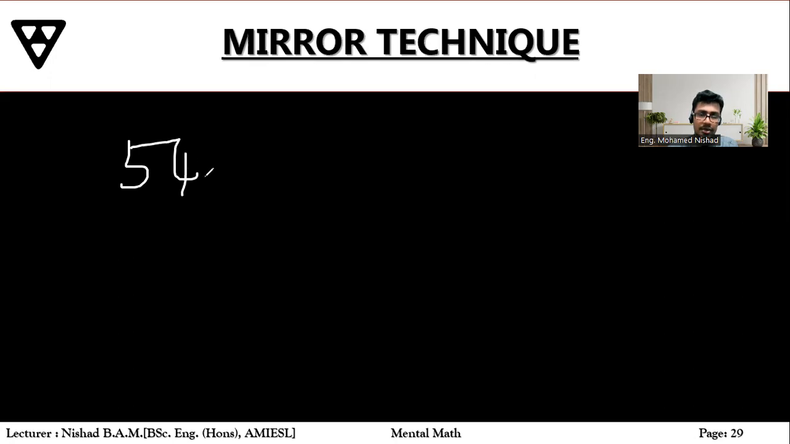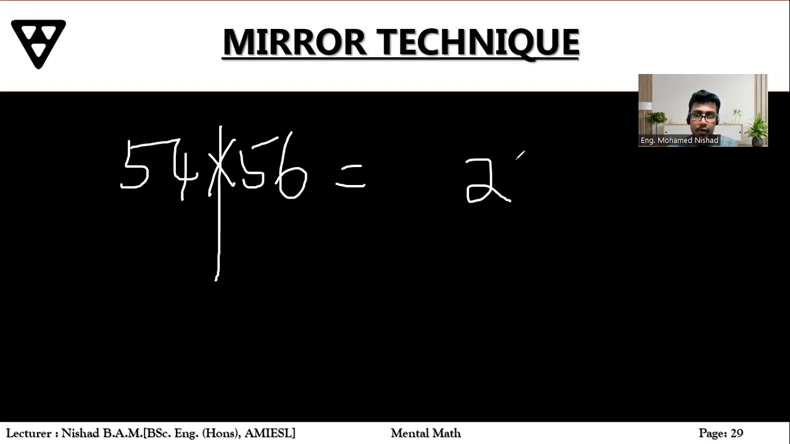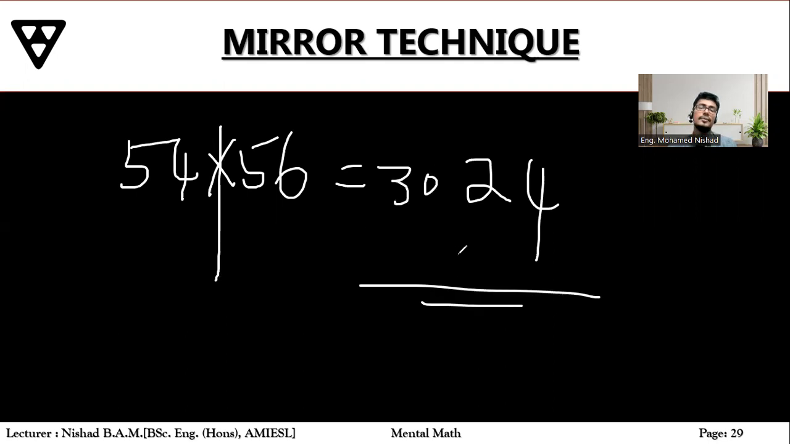How much will it be, 54 times 56? How much will it be? It will be like 55 square minus 1, right? So I can write 25, and minus 1, it will be 24. 55 square, it will be 30. So that is the answer, 3024.